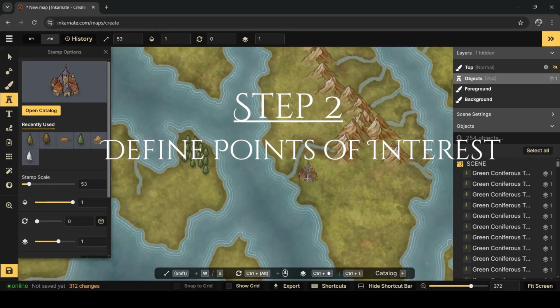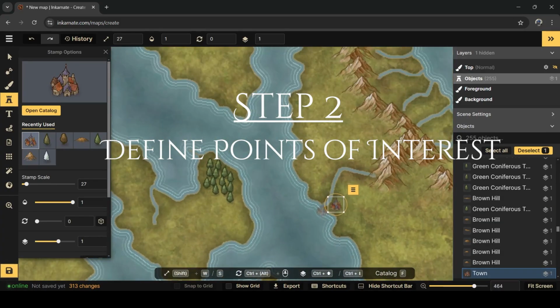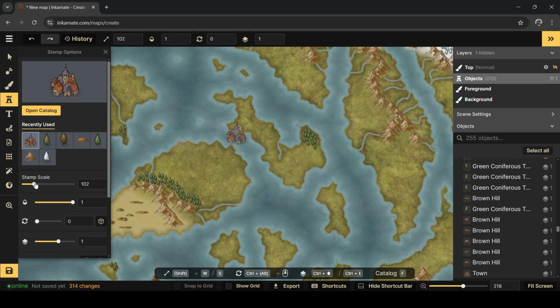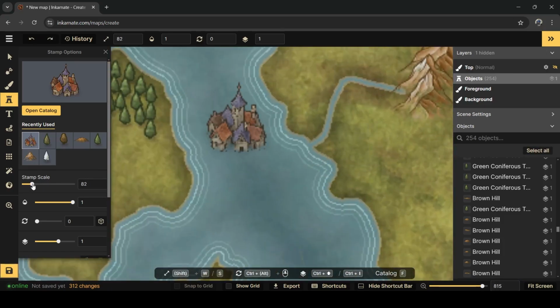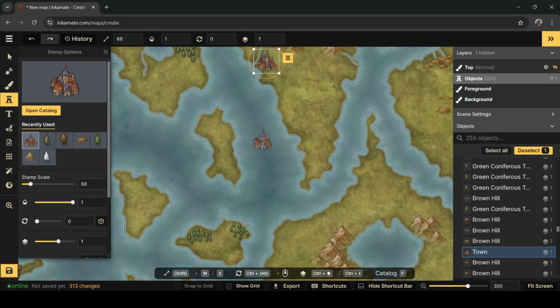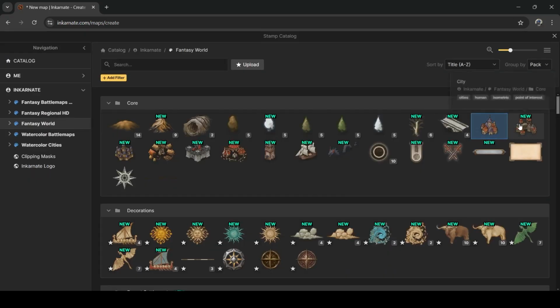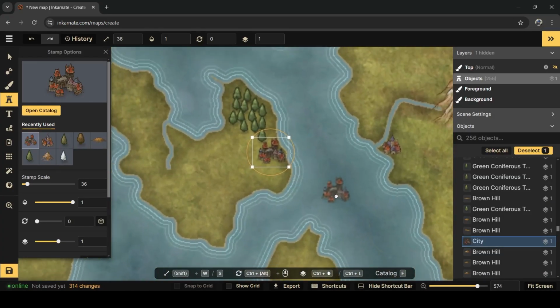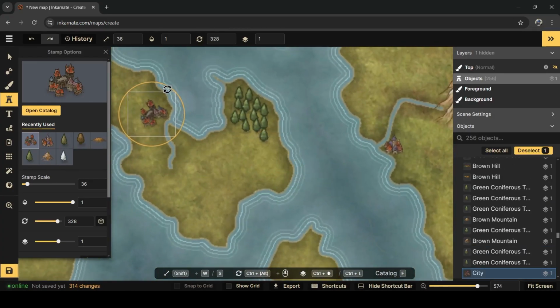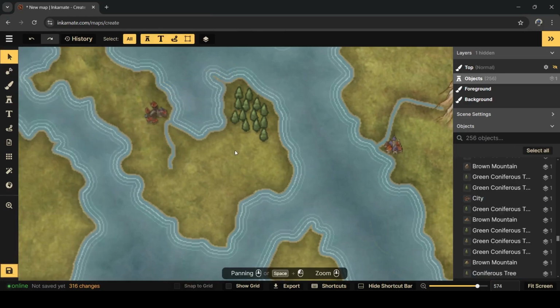Step 2, defining points of interest. Once your regions are in place, it's time to sprinkle in points of interest. These are landmarks that make your world feel intriguing and memorable. Think of points of interest as adventure hotspots in your world. These could be ancient ruins, enchanted forests, bustling cities, or cursed castles.